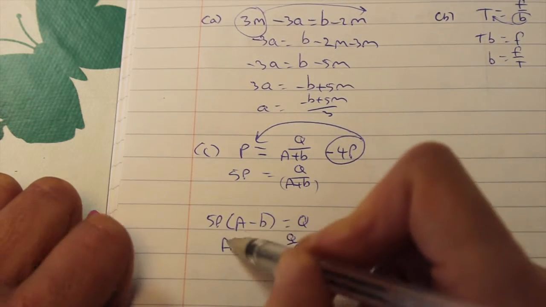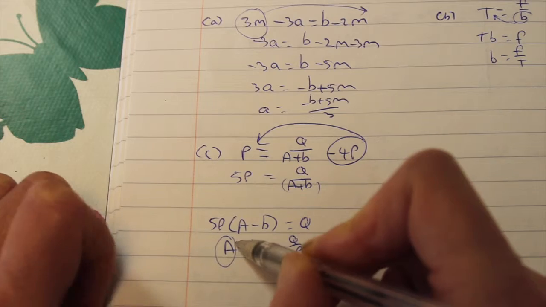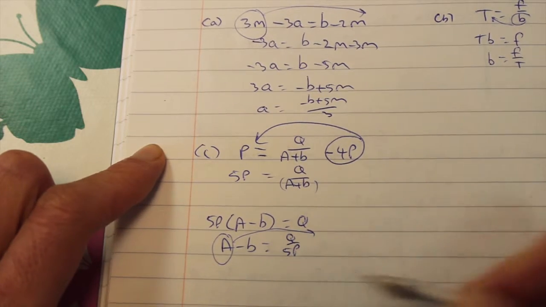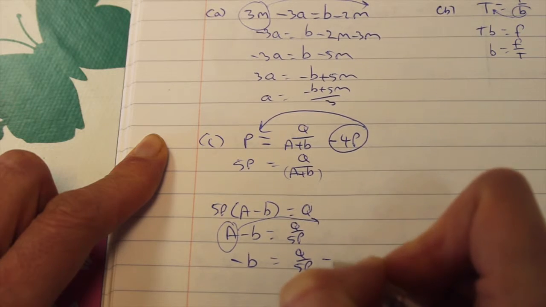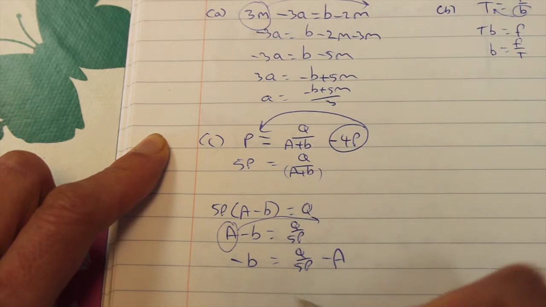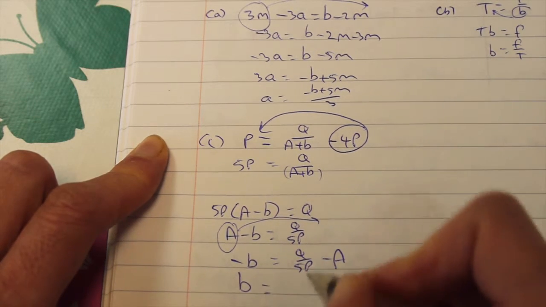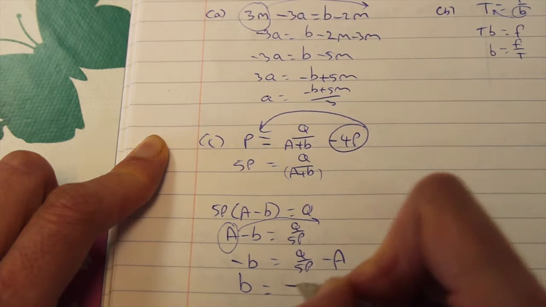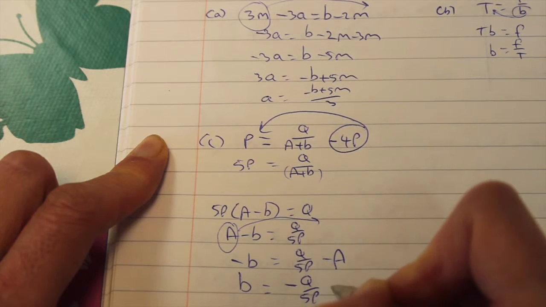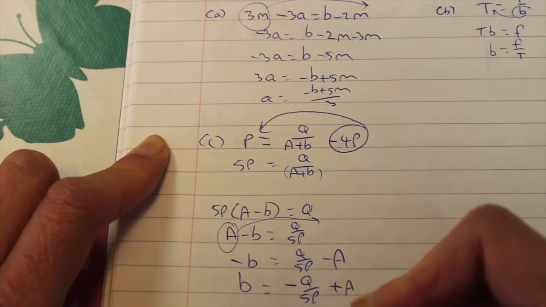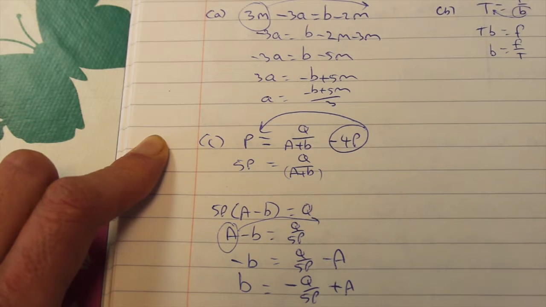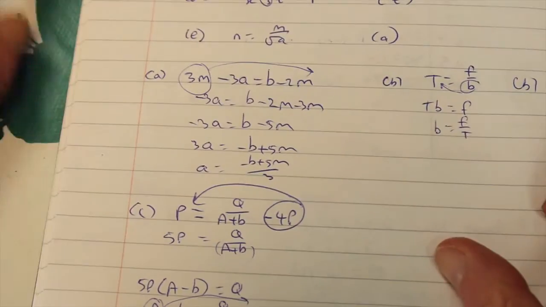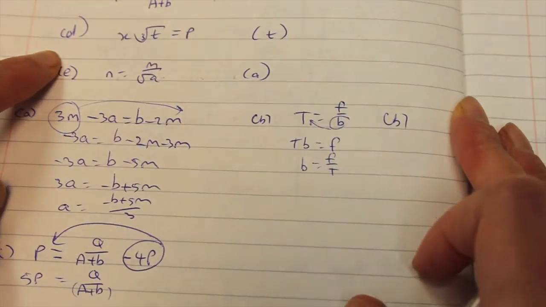You want the b on its own, so bring that positive a over. Remember that negative is with the b. So you have negative b equals q over 5p minus a. And now to get your b on its own, just change all signs. And make sure if you've got a fraction, you only put the one sign in front of it. Because if you change the top and the bottom, you have just cancelled out your change, which you don't want to do.